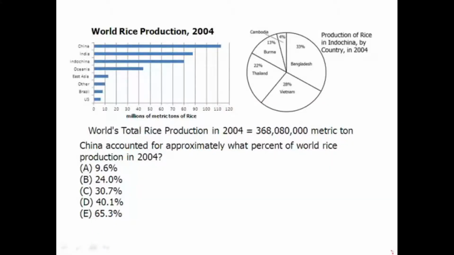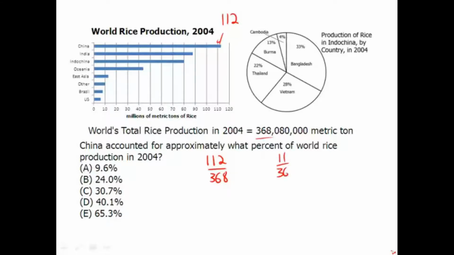China accounted for approximately what percent of world rice production in 2004? So the top of our fraction, China, that would be this value from the graph here, which is about, let's say 112 million metric tons. And that is what percent of this 368 some odd million tons. And so we want to know about 112 over 368, what is the percentage there? You may be tempted to reach for your calculator, but let's do some approximation.